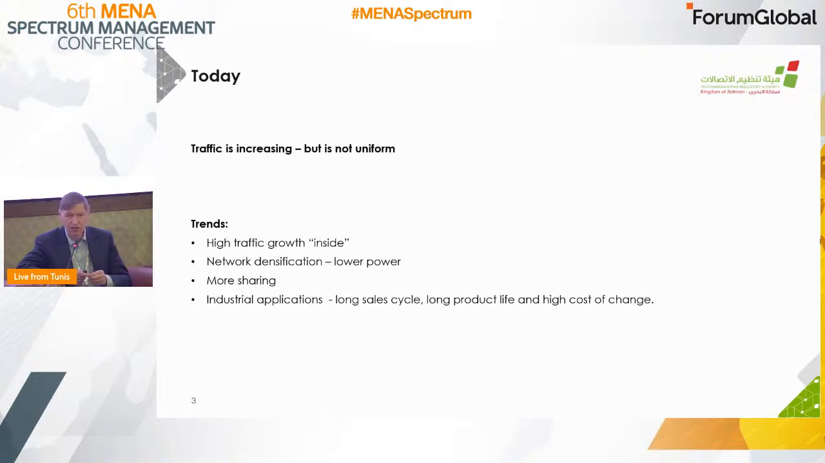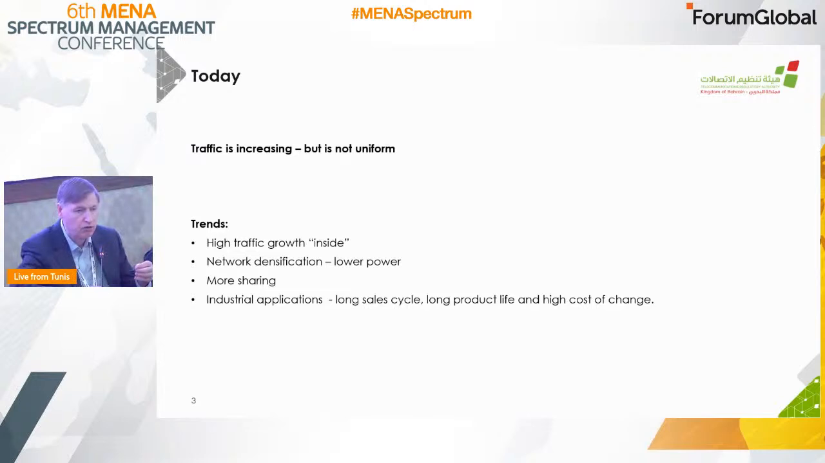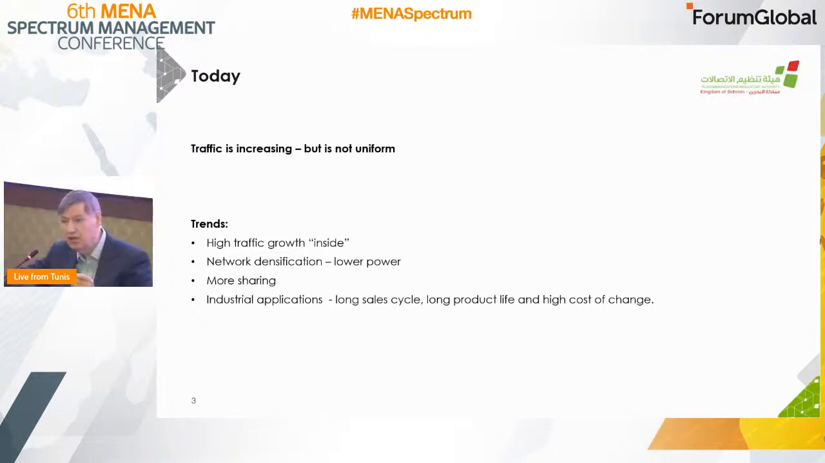Traffic is definitely increasing. For all the stats we saw yesterday and everybody else, traffic is going up. But it's not uniform. We are no longer in the world where mobile meant people with mobile phones using it, where we took the traffic statistics, divided it, and said, therefore, it means spectrum. Because actually, what we're seeing is the highest traffic growth is inside, whether that's industrial users, users at home, or users in cafes and other places. That's where the massive growth is.